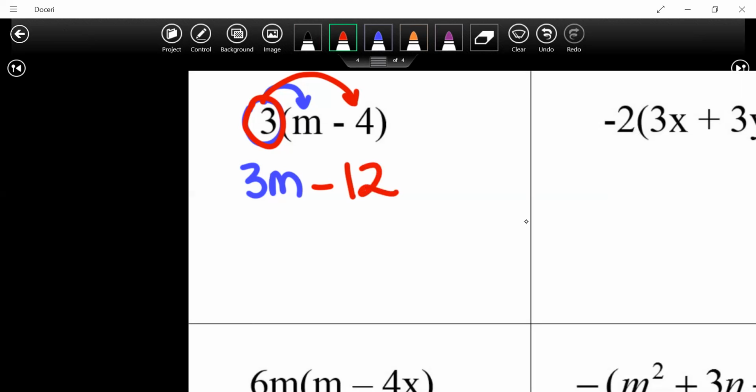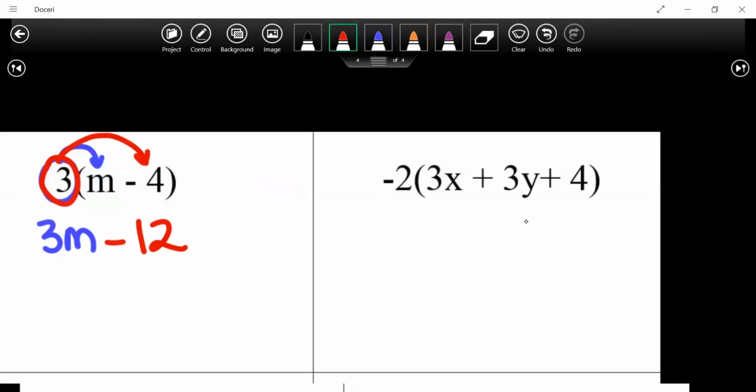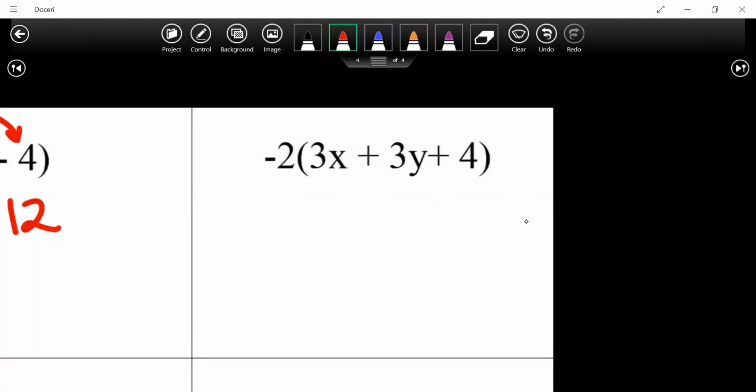We cannot group them. You're not grouping anything today. We're going to talk about that tomorrow and combining like terms. Okay. And then we're going to practice it on Thursday. Okay. Here we go for the next one.